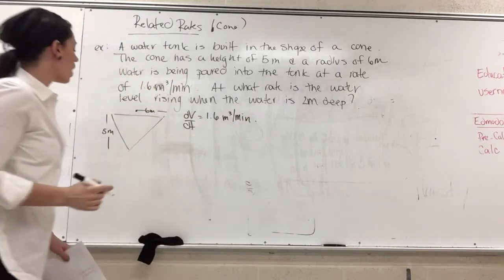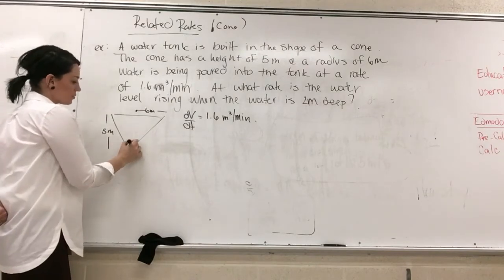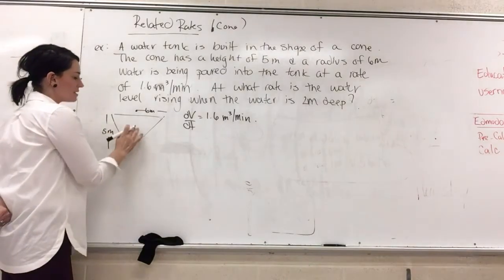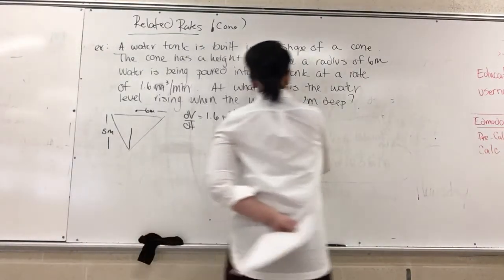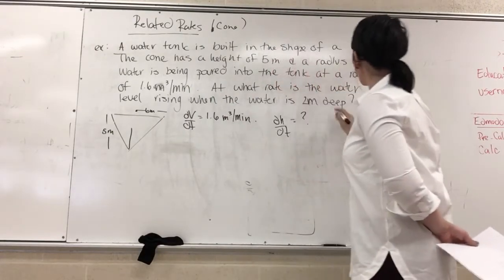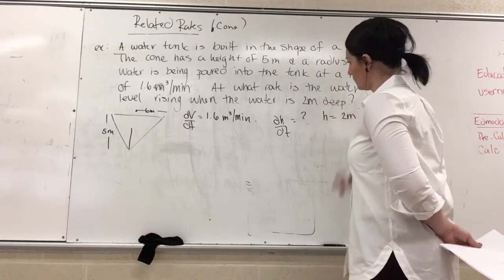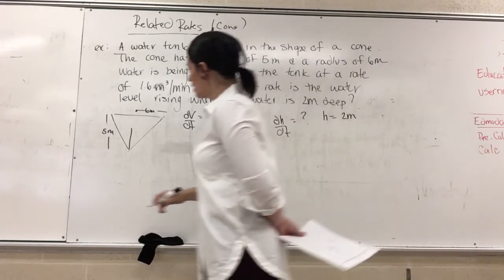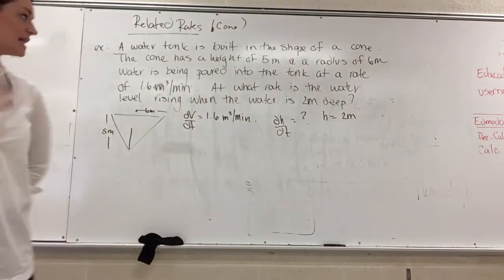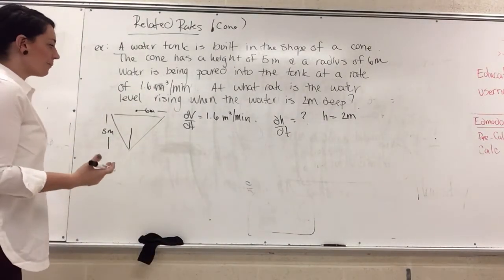At what rate is the water level rising? So what I'm looking for is what rate the water level is rising. So what I'm looking for is dH/dt. When the water is 2 meters deep, so when h equals 2 meters. That's all the information that I have and what I'm looking for. I was given dV/dt, and I'm looking for dH/dt when h is 2.